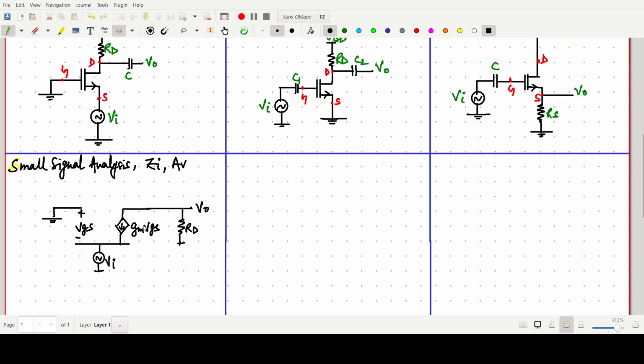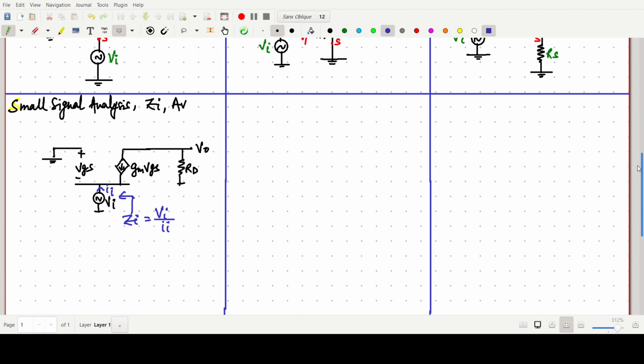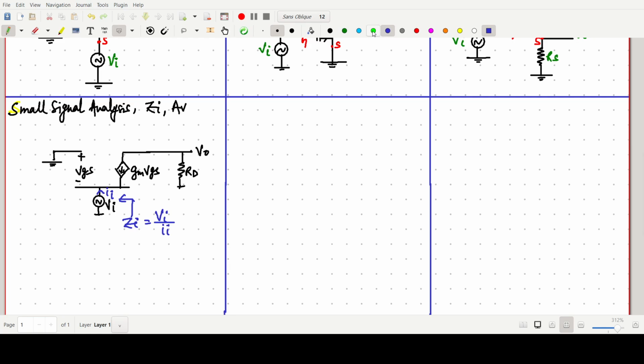Clear. Now we have to find the input impedance. Some current is flowing, a small i for the AC current. To find the value of Zi, Zi is simply Vi by Ii. So Zi equals Vi by Ii. Now the small signal model is this one.